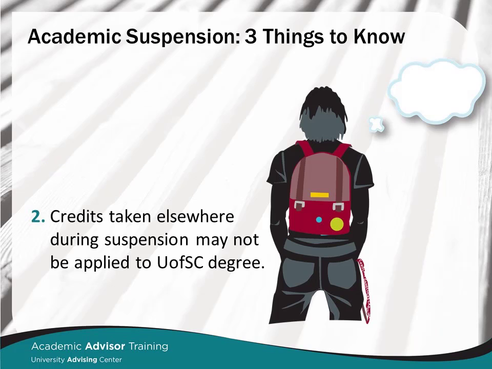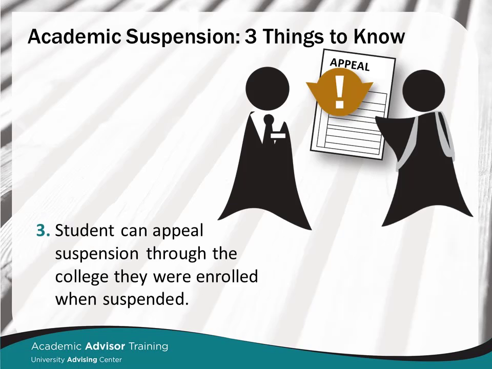2. Credits from courses taken at another institution during the suspension period may not be applied toward a degree from U of SC. Under special circumstances, credits may be applied with approval from the readmitting college. This is the exception and not the norm. 3. An appeal of the suspension may be submitted to the petitions committee of the college where they were enrolled when suspended. Advisors should refer to their college for details regarding the appeal process.